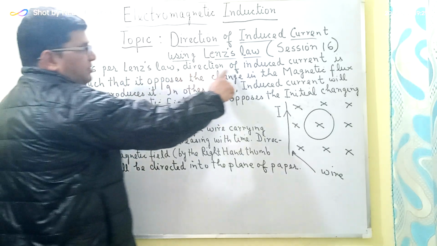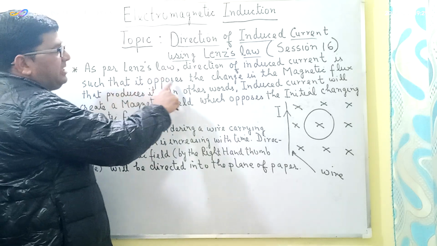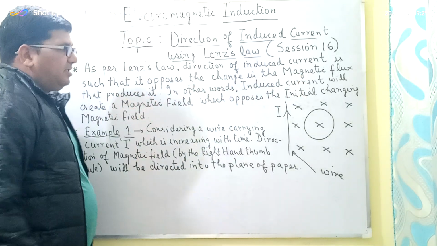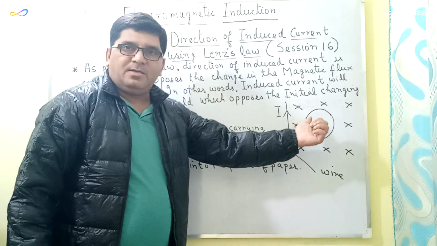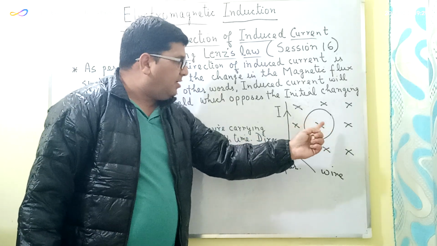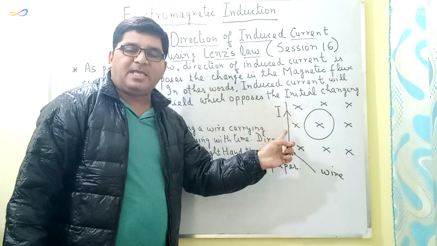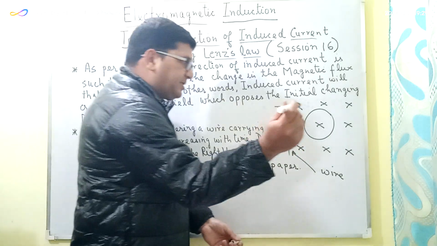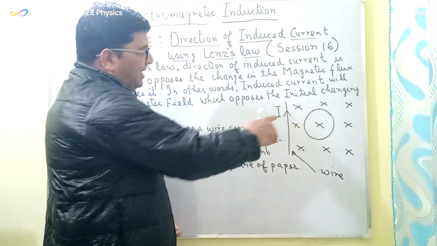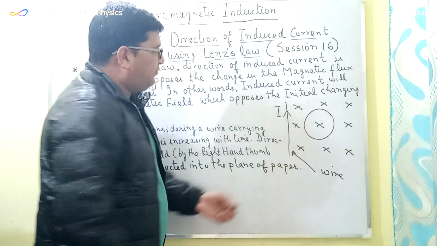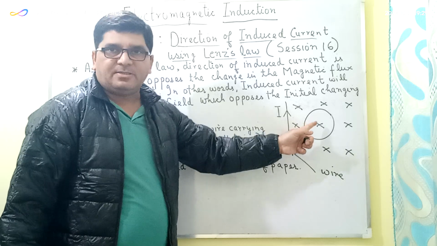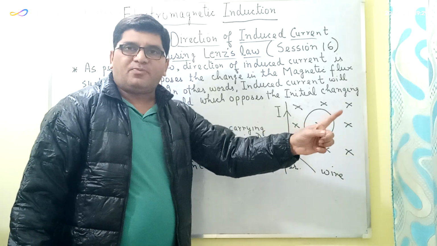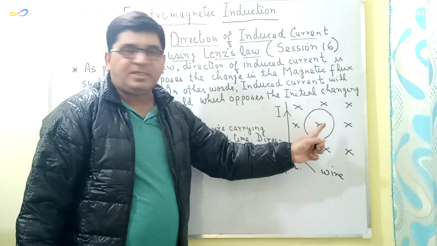That is, the direction of the induced current will be such that it will oppose the change in the magnetic flux that produces it. So here the direction of the magnetic field because of this current carrying wire is directed into the plane of the paper. That is, it is directed inwards. Therefore, the direction of the magnetic field due to this induced current will be directed away from the plane of the paper, or it will be directed outward.